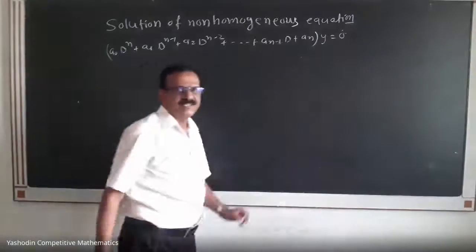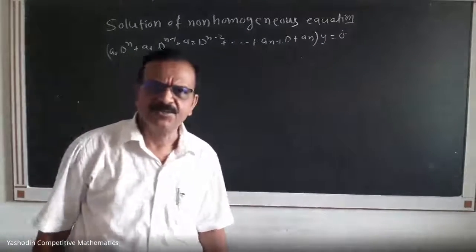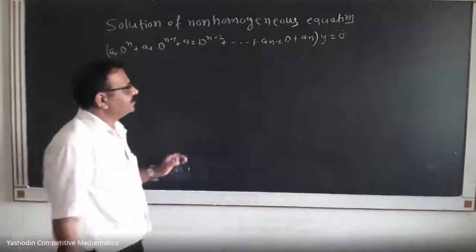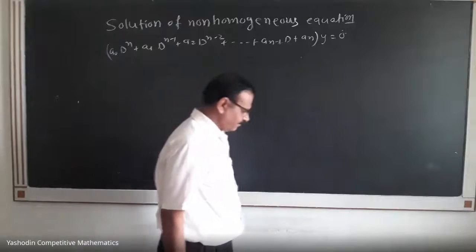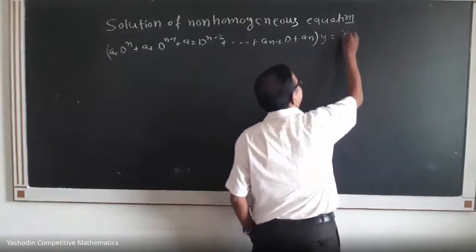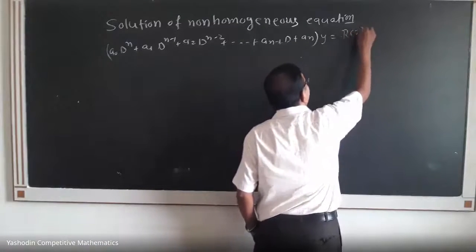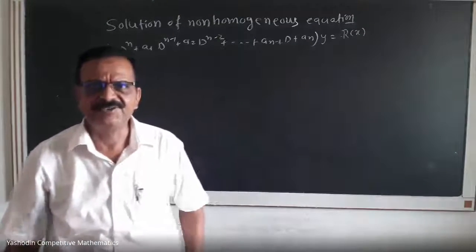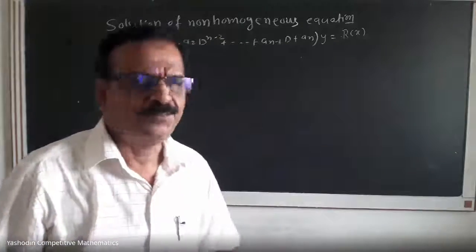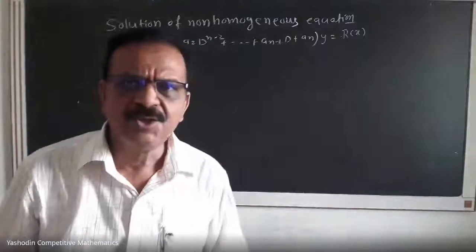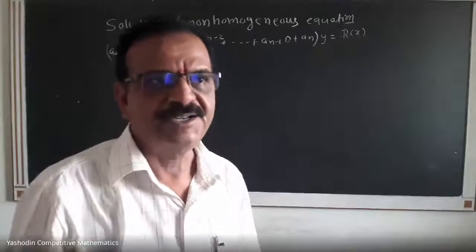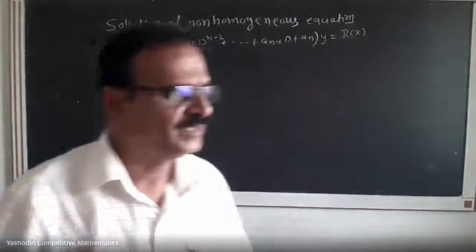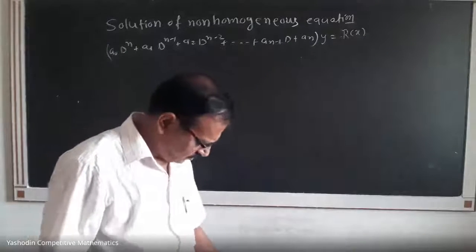This is a homogeneous differential equation, and in the previous chapter we have learned these homogeneous equations. Now, what is a non-homogeneous equation? If the right hand side is non-zero, that is some function of x, R(x), then that differential equation becomes non-homogeneous. And for solving this differential equation, we need to know how to form the differential equation from the solution. So we shall see some problems on that.